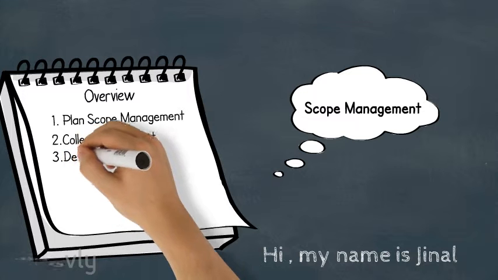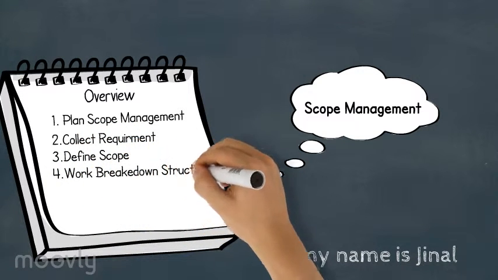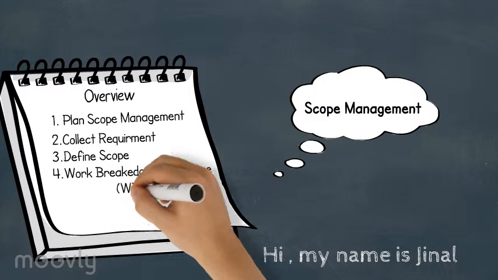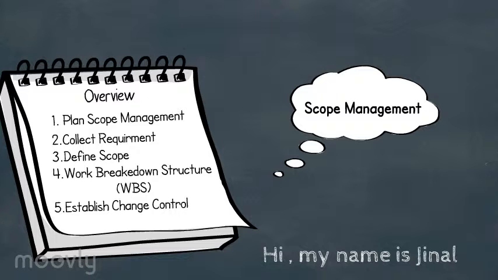Today we will learn about scope management. It breaks down into 5 procedures: plan scope management, collect requirements, define scope, work breakdown structure, that is also known as WBS, and last but not the least, establish change control.